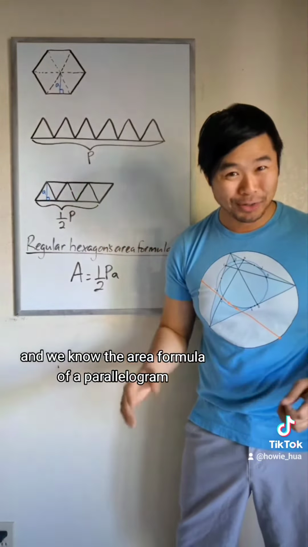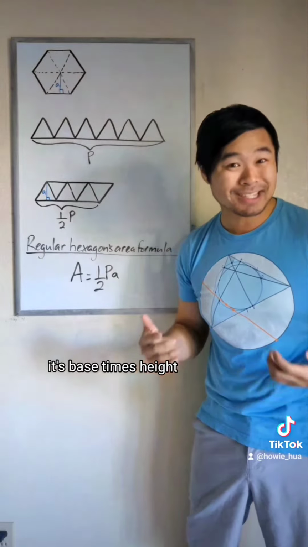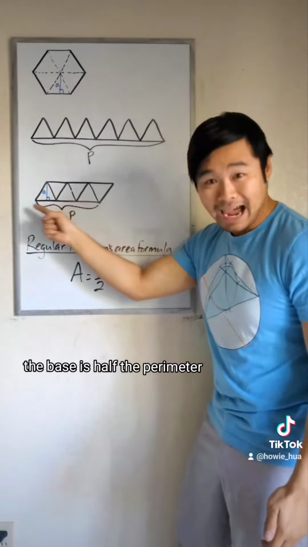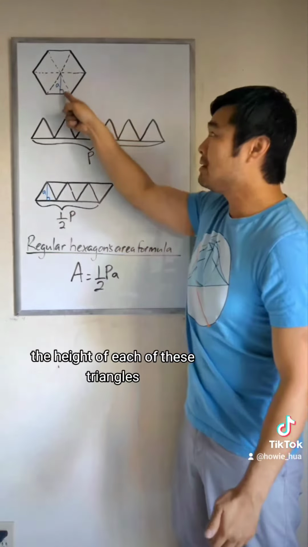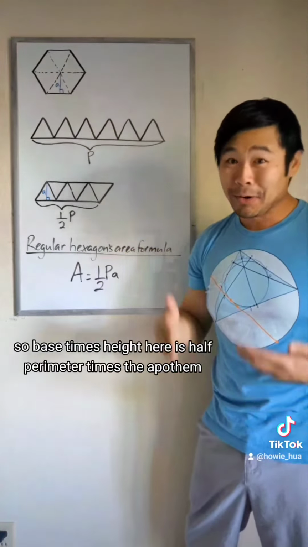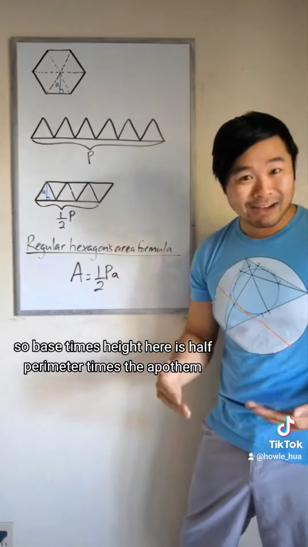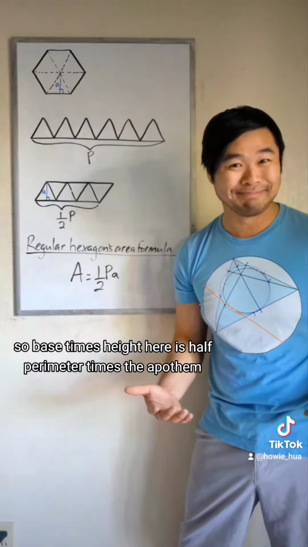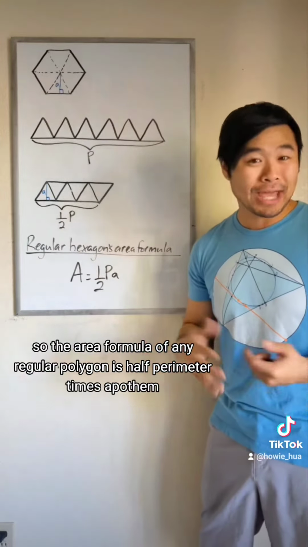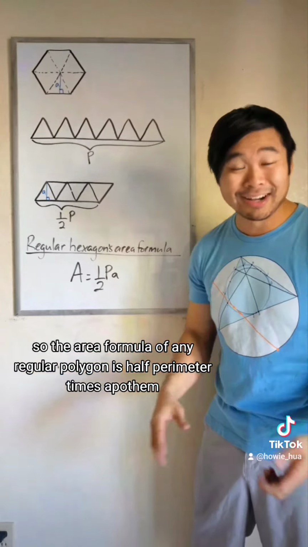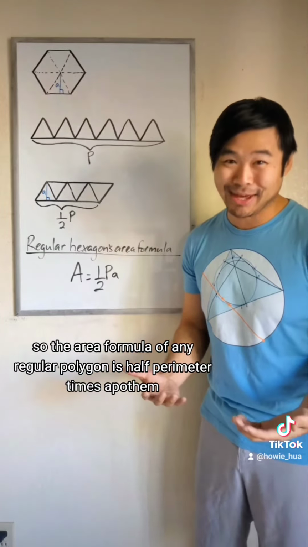And we know the area formula of a parallelogram. It's base times height. The base is half the perimeter, and the height is what we call the apothem, the height of each of these triangles. So base times height here is half perimeter times the apothem. And by the way, this works for any regular polygon. So the area formula of any regular polygon is half perimeter times apothem.